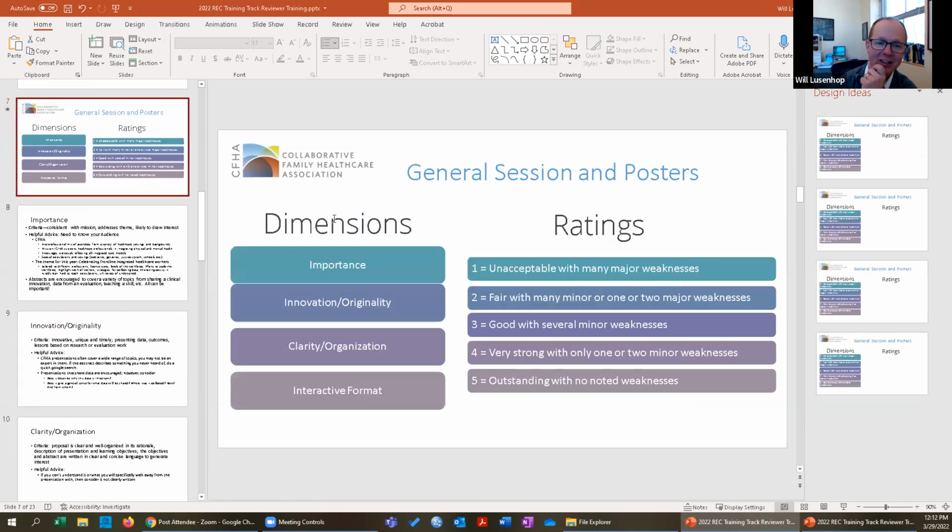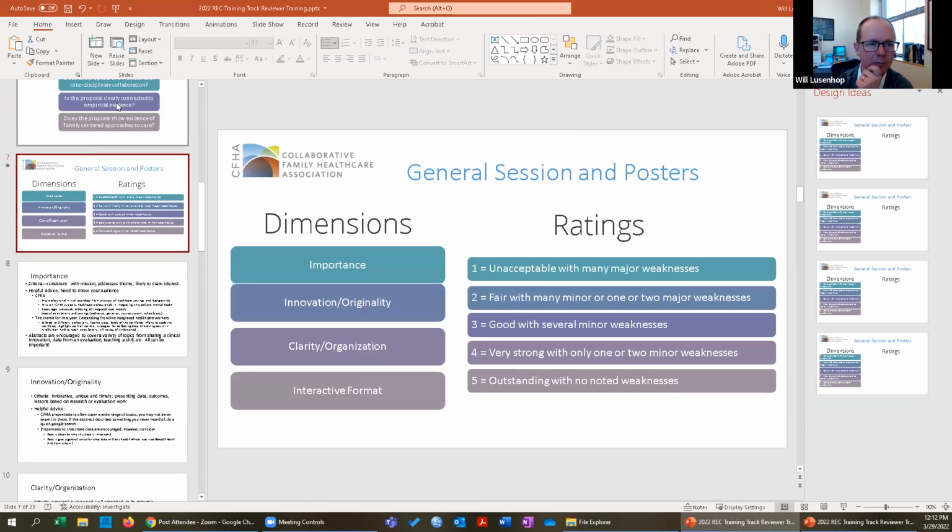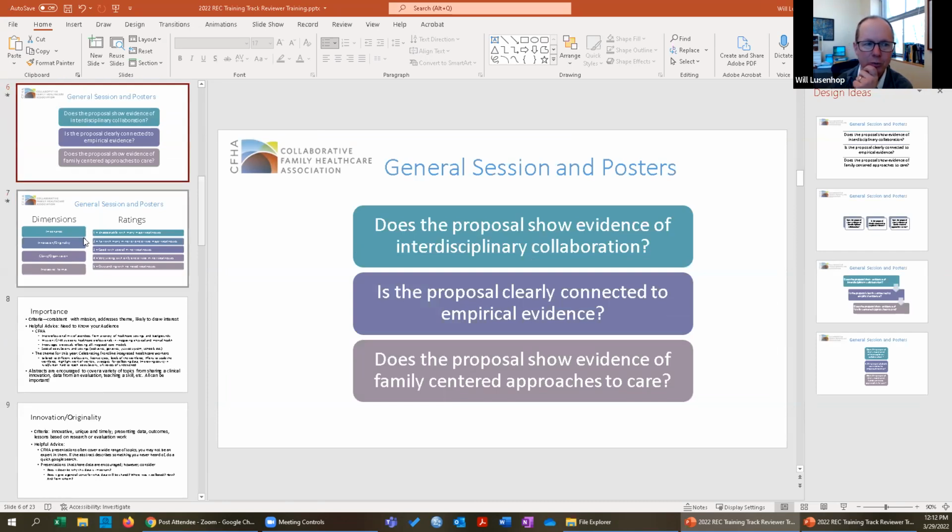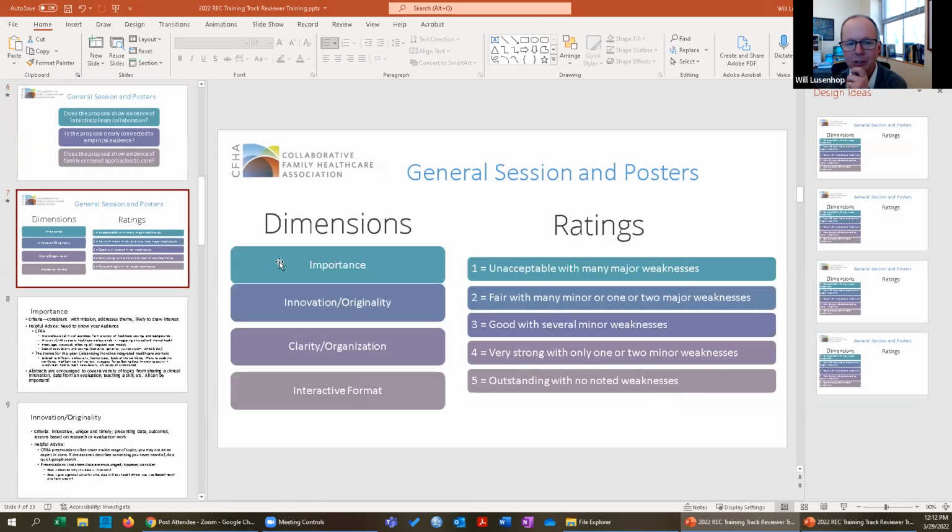That's great. After you answer these yes/no questions, you're going to move on to the dimensions, the areas that you're going to rate, which are importance, innovation, originality, clarity, organization, and interactive format. For each one of these, you're going to give one of these ratings: unacceptable with many major weaknesses, fair, good, very strong, and outstanding.